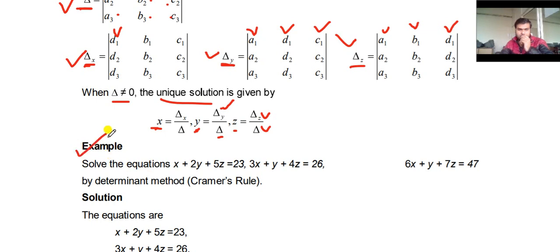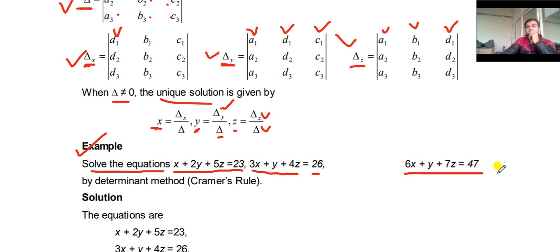The example given to you: solve the equations x plus 2y plus 5z is equal to 23. This is your first equation. The second equation is 3x plus y plus 4z is equal to 26. The third equation is 6x plus y plus 7z is equal to 47 by the determinant method. Cramer's rule is also known as the determinant method, so don't be confused after seeing this. Cramer's rule is also called the determinant method.